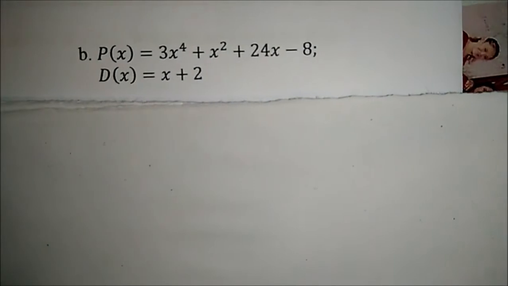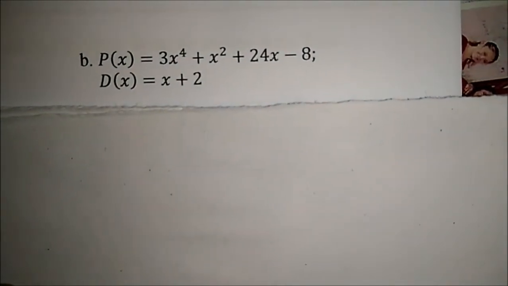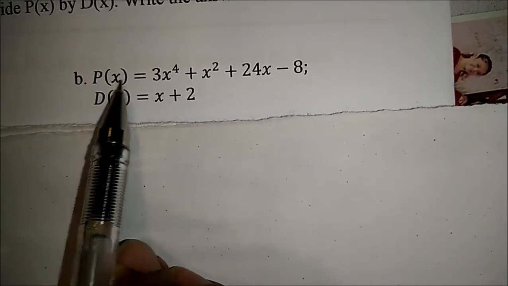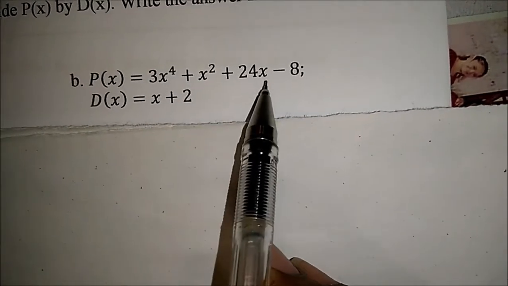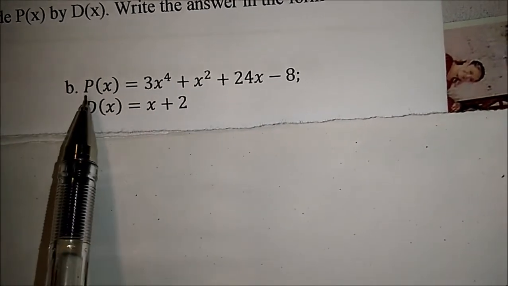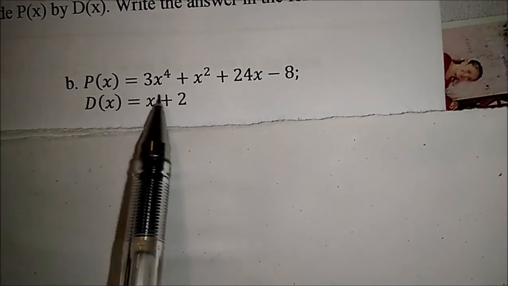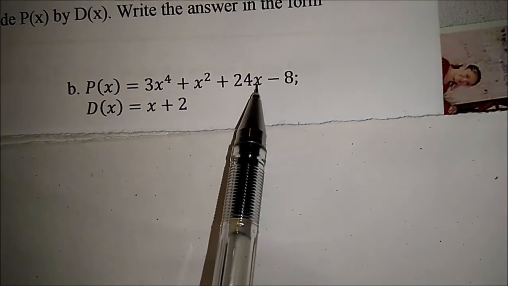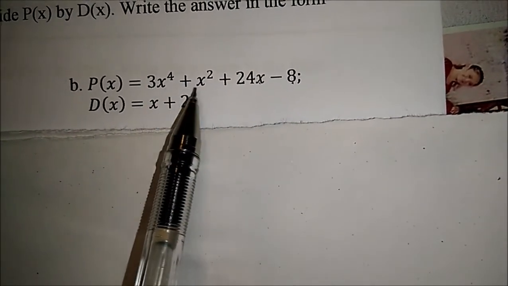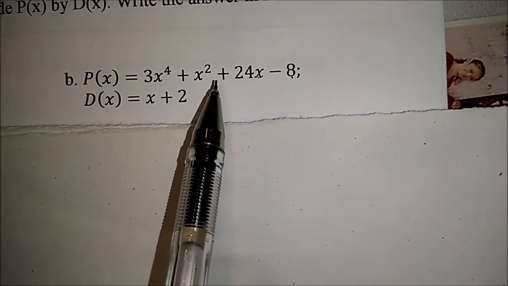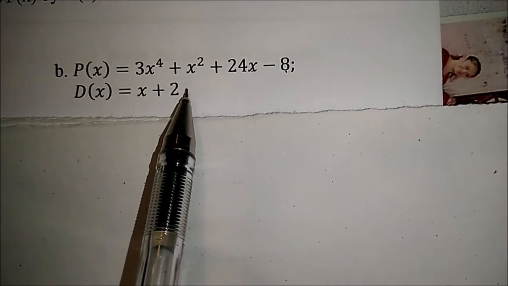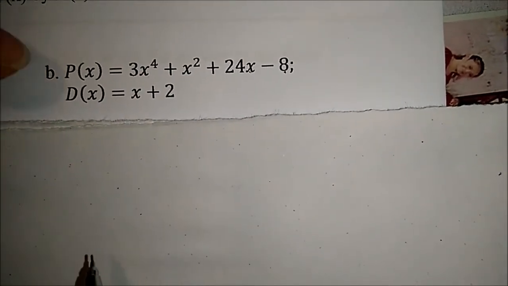Okay, now let us try to solve activity B of activity 1. No? So we are to divide P of x, that's 3x raised to 4 plus x squared plus 24x minus 8 by the divisor x plus 2. Pansinin yung dividend natin. 3x raised to 4, x squared, x, then constant. Now, as you can see, walang x raised to 3. So, that term is missing. So, kapag may missing term, the rule is maglalagay tayo ng 0 para sa missing term na x cubed.